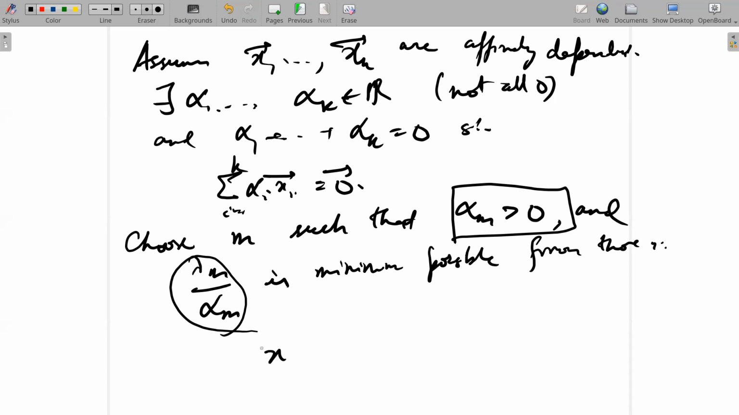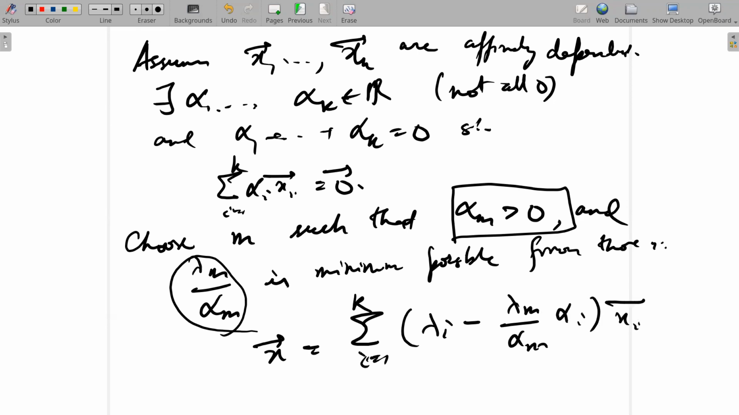Now I'm going to rewrite x in the following manner: the summation i equals 1 to k of lambda i minus lambda m over alpha m times alpha i, times xi. Here m is a fixed number, and i is changing from 1 to k. So why is this expression true?